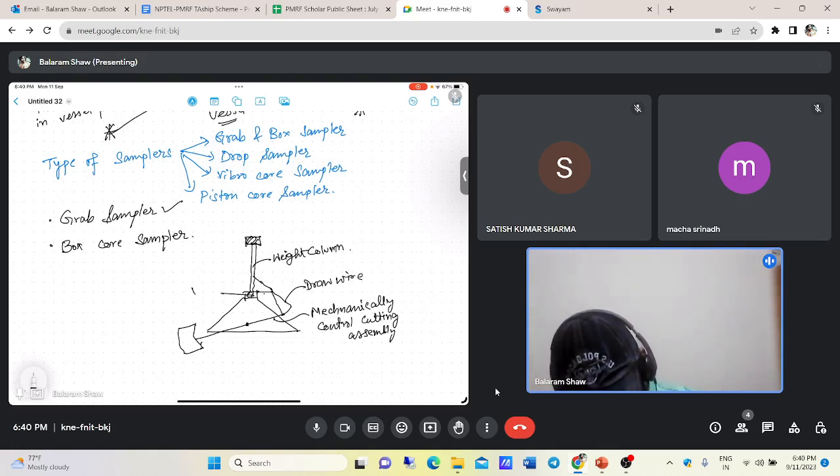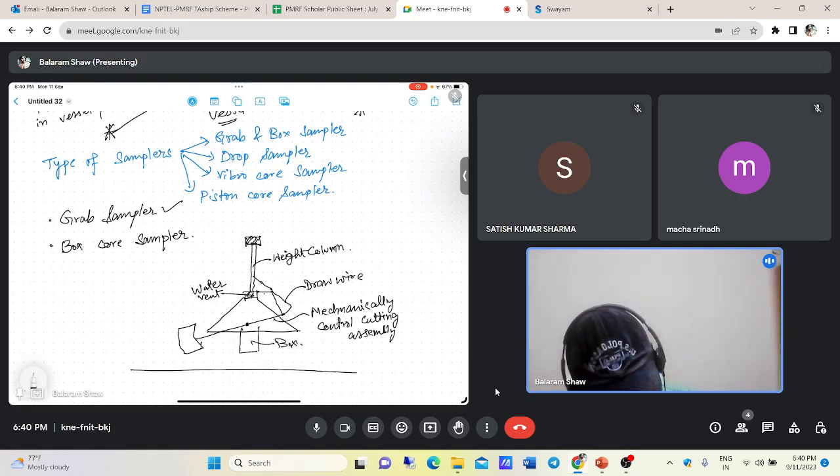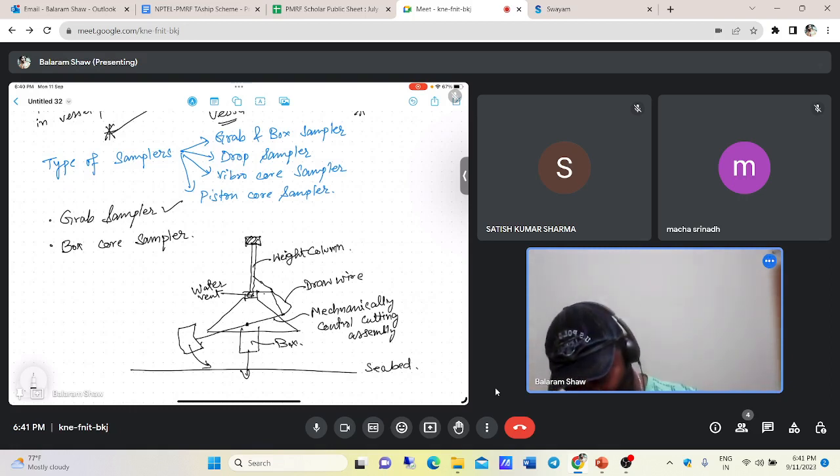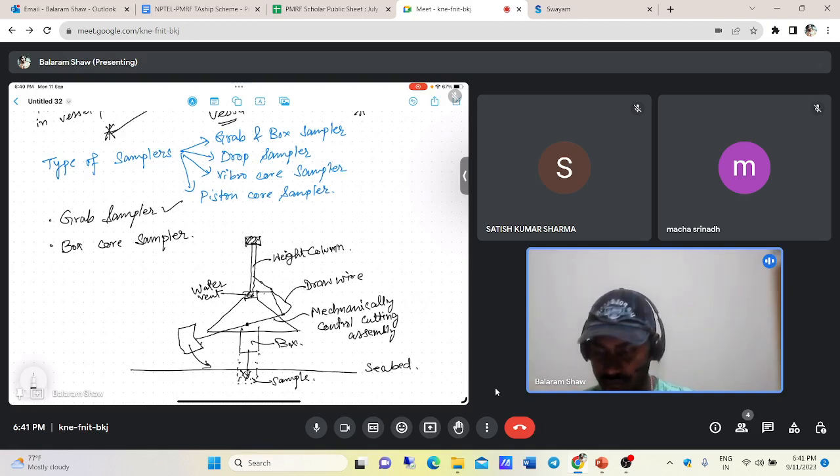and here there will be one water vent, and here there will be one box in which the sample will get collected, and here the seabed will be there, seabed or sea surface, whatever. The box will get penetrated, this cutting edge will go like this and will get a sample, and it will be less disturbed than that of the grab. Okay, so here we will get the sample. So box core sampler we understood.